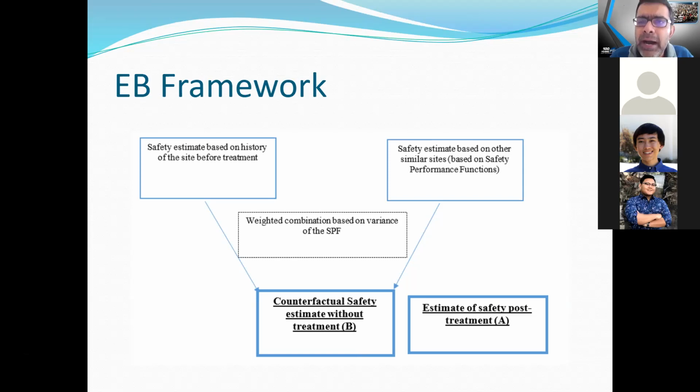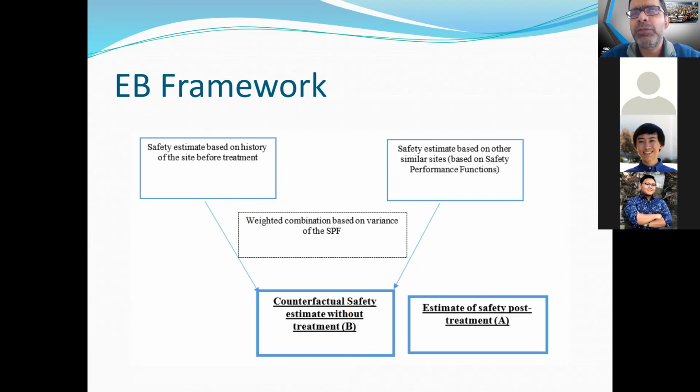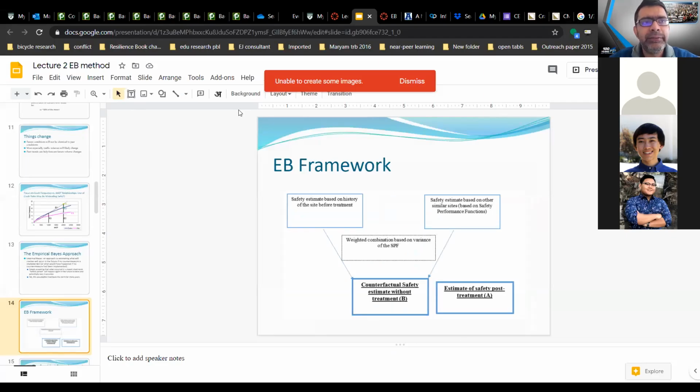But for now, my question that I want you to think about as we try to wrap up today's lecture. Let's say you had the estimate for B, you did all this process and you got the estimate for B. And then you also collected data post-intervention for A. So you had the crash counts post-intervention, the number A. And then you had the counterfactual estimate using all of this analysis using the empirical Bayes method, B. Could you represent, in the chat box, please answer the question. Could you represent the crash modification factor?